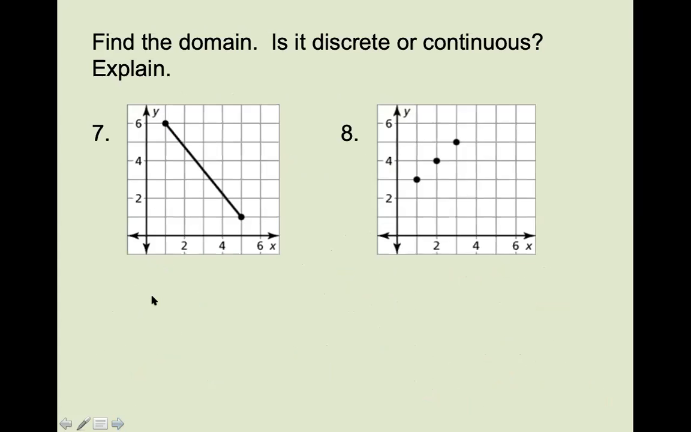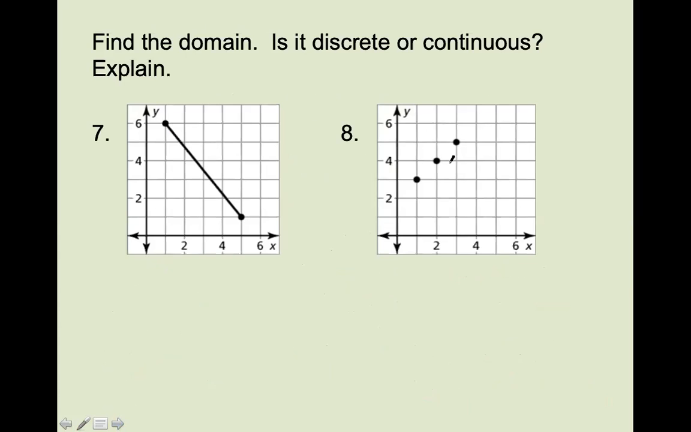All right, number 7 is asking us to find the domain and tell whether it's discrete or continuous. So from the notes today, you should notice that discrete data is a set of just points. So this example here would be discrete. Continuous is going to look like a solid line because the domain includes all these numbers in here, and there are infinitely many numbers between those 2 points. The domain here only considers these x values.